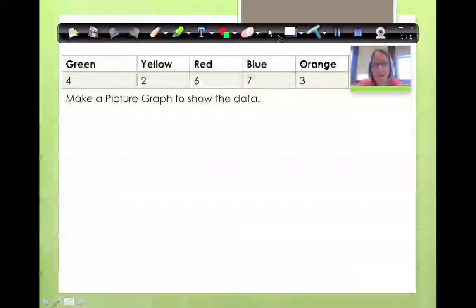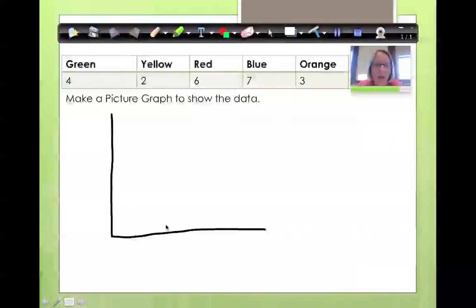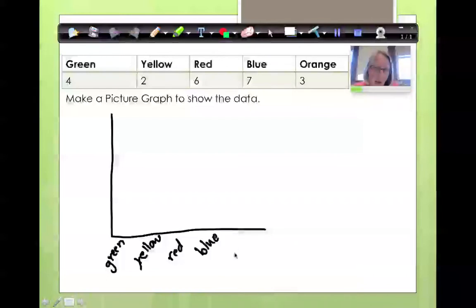Okay, so let me find my pencil. It says we have to show a picture graph. Okay, so I'm going to start like this, and I'm going to start like this. I want you to do the same thing with me. Now, coming down here, I'm going to write green. That's where I'll put the greens. This is where I'm going to put yellow. This is where I'm going to put red. Here's where I'm going to put blue. And here's where I'm going to put orange.